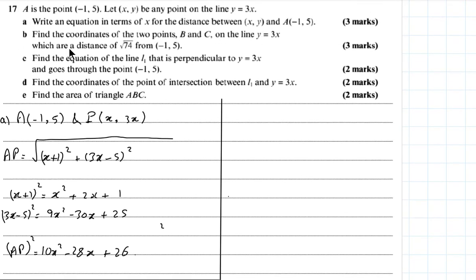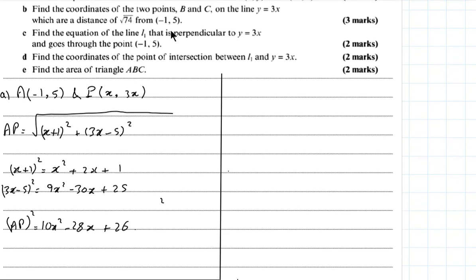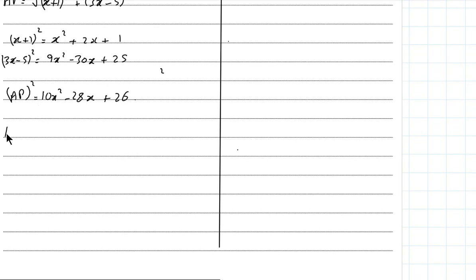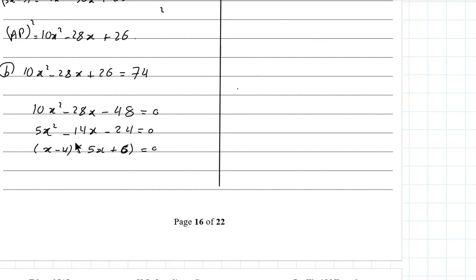B, find the coordinates of the 2 points B and C on the line y equals 3x, which are a distance of square root of 74 from (negative 1, 5). Now the distance is given, root 74. So for part B we can write 10x squared minus 28x plus 26 equals 74, because we are squaring them together. Simplifying by dividing by 2, we can get this quadratic equation. By factorizing it, we can get x minus 4 times 5x plus 6.